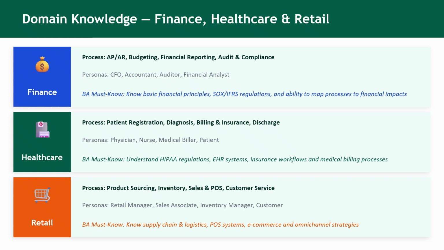Next is healthcare. In a healthcare system, processes include patient registration, diagnosis, billing, insurance claims, and discharge. The BA should understand workflows and regulations like HIPAA. They should also be familiar with systems like electronic health records and insurance processes.